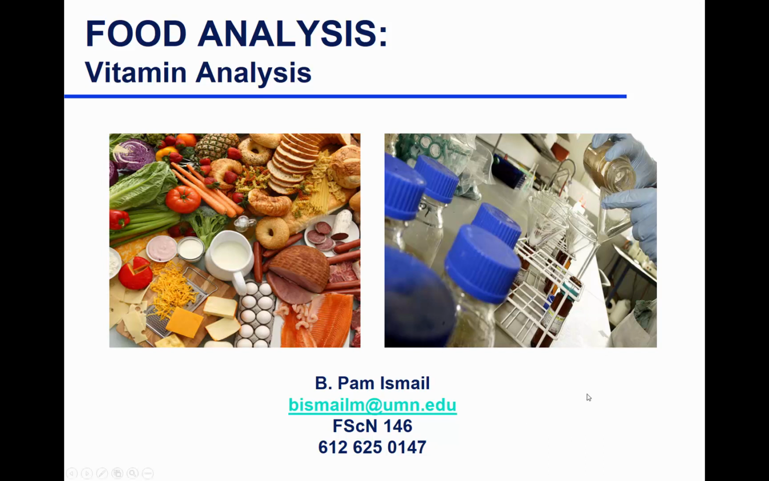All right, so there was one slide left in protein characterization. Have a look at it on your own. It's not too essential. So moving on to vitamin analysis. It's a short and sweet lecture. We'll see what we can get done in the remaining 20 minutes.